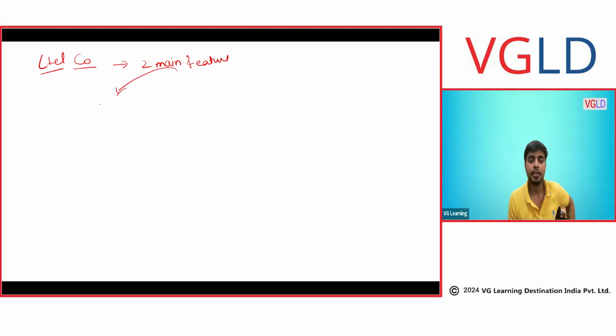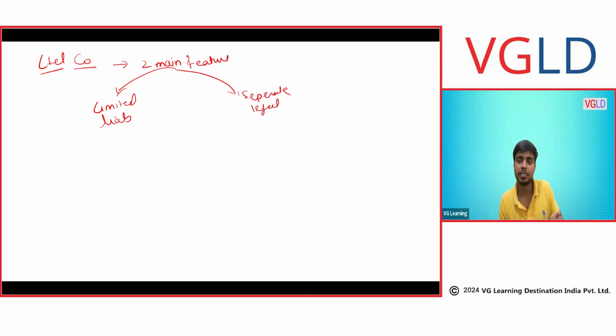Feature number one, that it has limited liability. And second feature, that it is a separate legal entity. This is maybe something you have covered in your business and technology subject, or in commerce education. Now, what does this create? Limited liability basically gives the owner limited liability.